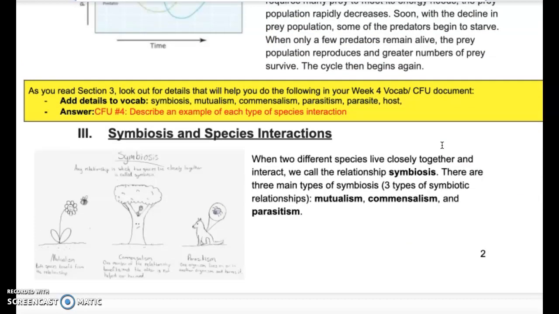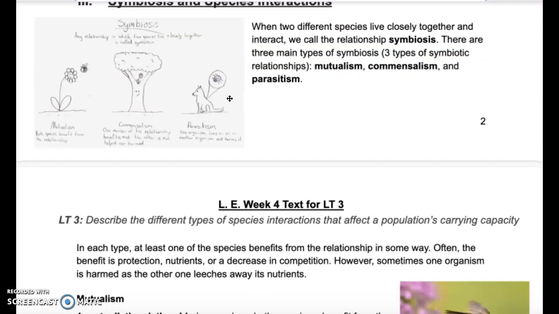So make sure you pause, summarize your example of mutualism in the CFU document, or the week 4 vocab and check for understanding document, and put your definition of mutualism down from that vocab part.